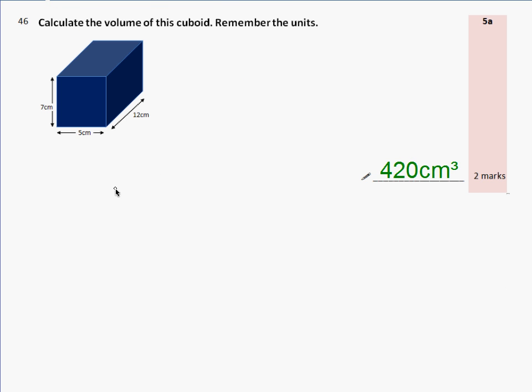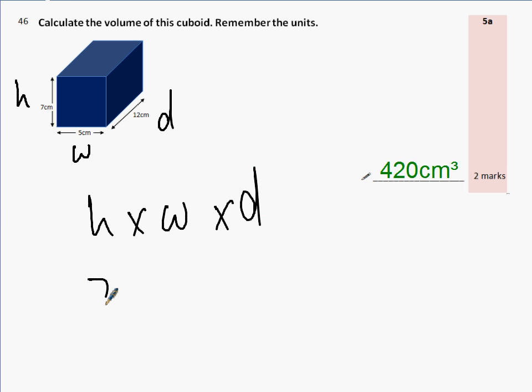46. Calculate the volume of this cuboid, remember the units. So to find the volume, you do the height times the width times the depth. Height times width times depth. So that's 7 times 5 times 12. 7 times 5 is 35. 35 times 12, not so easy.